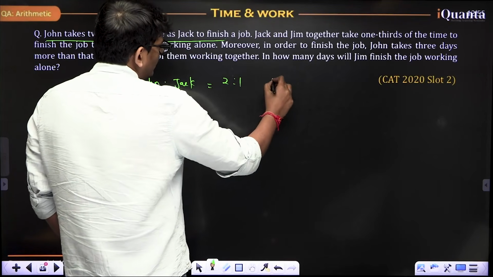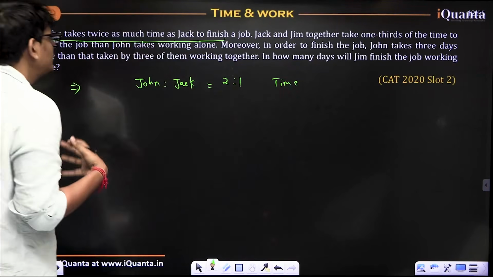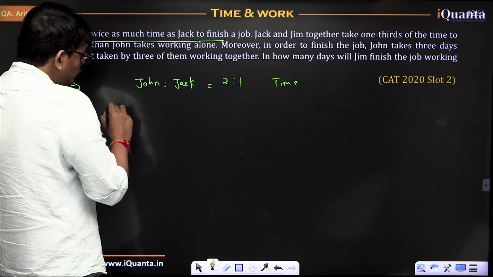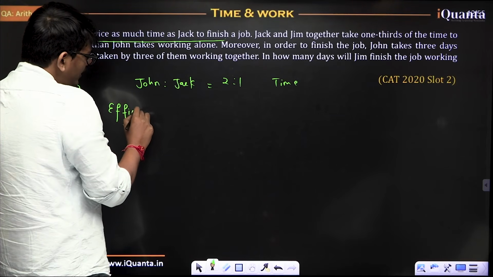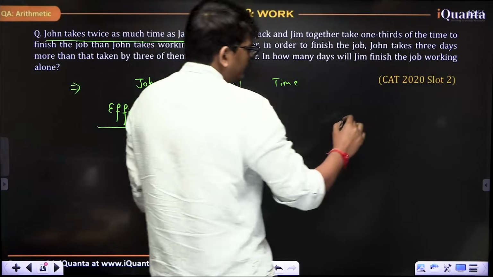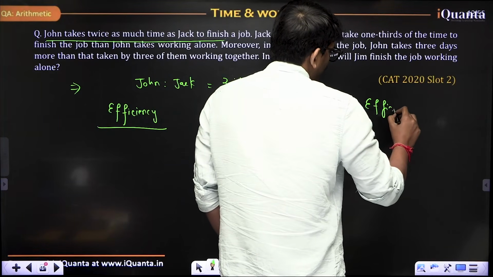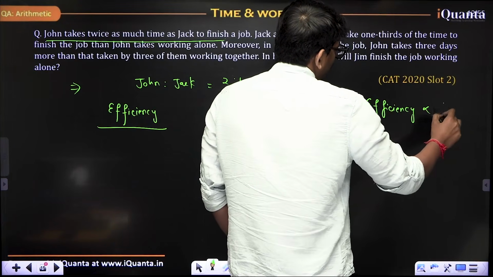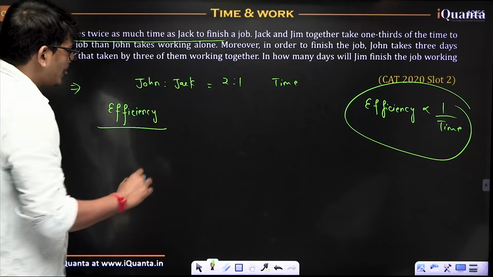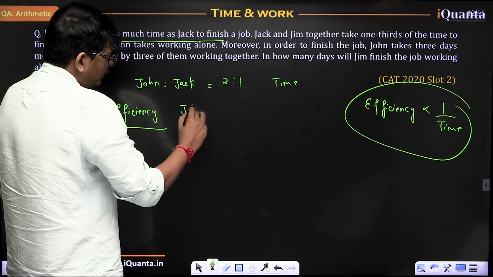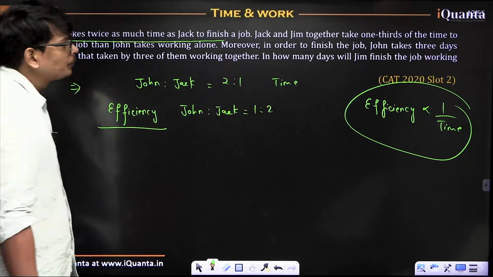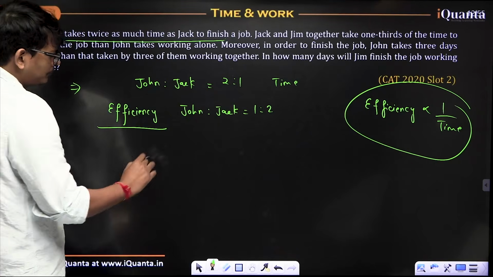2:1 का टाइम का रेशियो. Because John is taking twice as much time as compared to Jack, 2:1. So you guys know that efficiency has an inverse relation with respect to time. Efficiency is inversely proportional to time, right? If someone is taking more time, he is less efficient. So inverse relation hai. So efficiency of John and Jack will be what? 1:2. ठीक है.